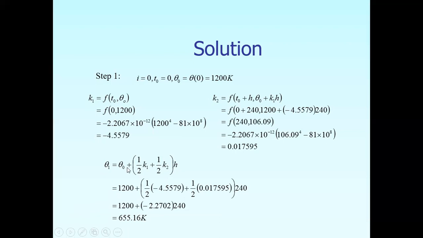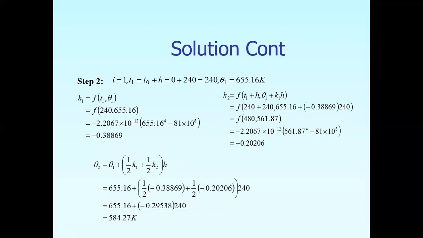Then we can repeat this process as iteration number 2. That is step 2. We can put the value of i is equal to 1. t1 is equal to t0 plus h, that is 240. Theta 1 is equal to 655.16 Kelvin. Then put the values of k1 is equal to f of t1, comma theta 1. Put the values of t1 and theta 1 in that equation and find the value of k1. Similarly, k2 is equal to f of t1 plus h, comma theta 1 plus k1 into h.